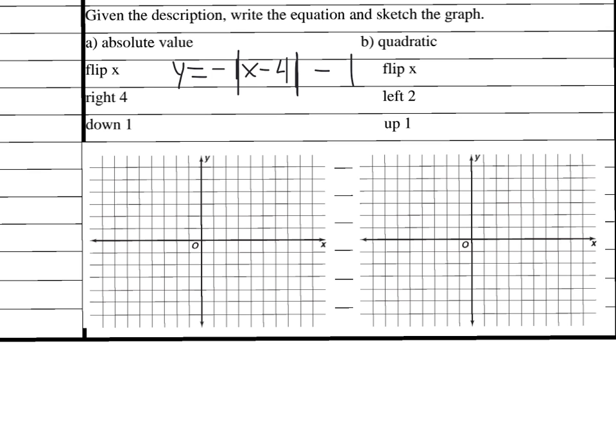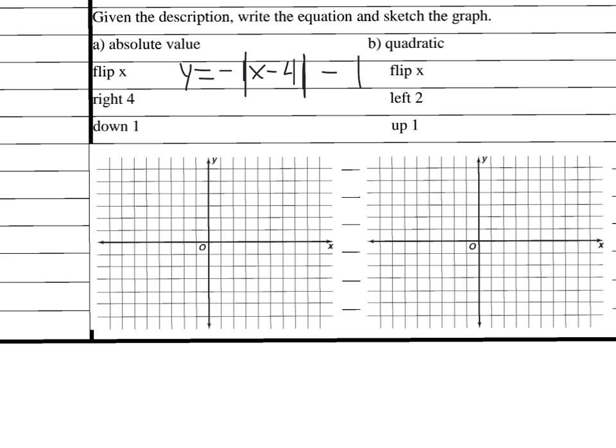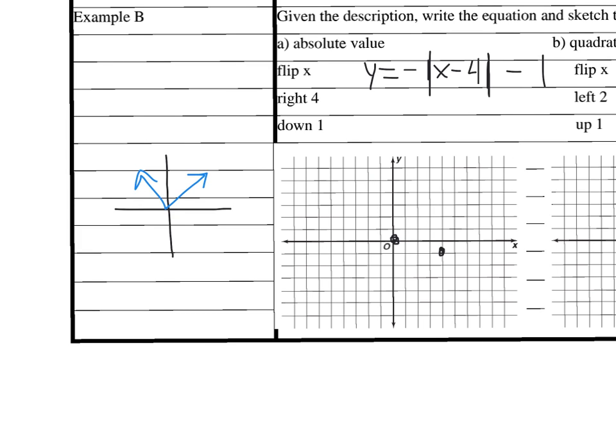On an absolute value parent function, the vertex is at the origin, which is 0, 0, so right here. Now for this example, we need to go to the right 4 and down 1, so 1, 2, 3, 4, down 1 would be right here for our vertex. The parent function of an absolute value would look something like this over here. You see how it's opening upward. So for ours, we know it is flipped, so we want it to open downwards. So something like that.